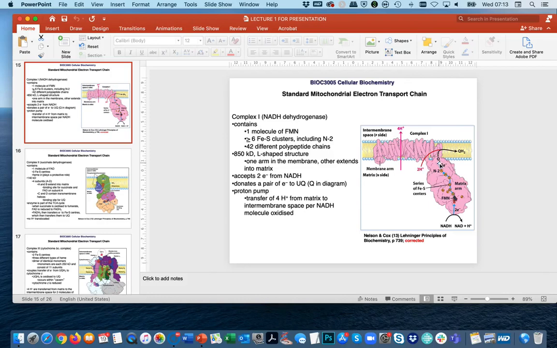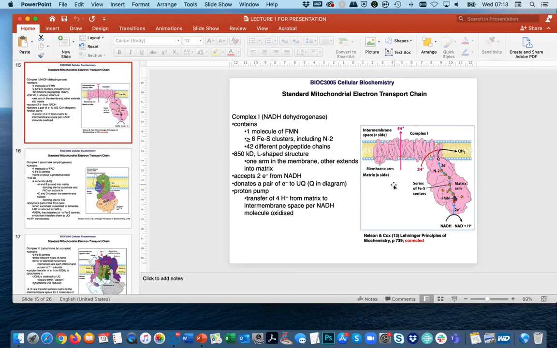So that's the unreduced form, the oxidized form, and when it takes up the electrons, it becomes QH2, or ubiquinol, and as I've said, it's QH2 in the diagram, right? A third important part of the NADH dehydrogenase is that it transfers 4 protons from the mitochondrial matrix to the intermembrane space, okay? And that's for every NADH that is oxidized.